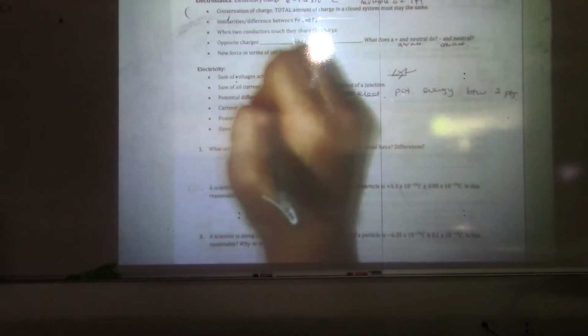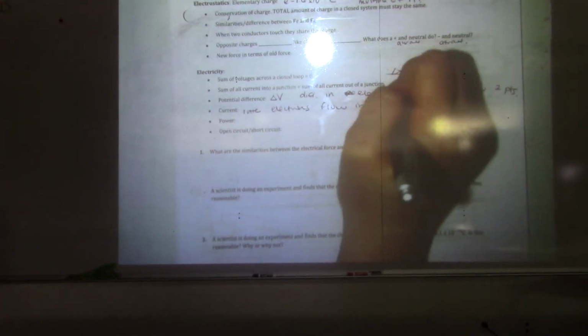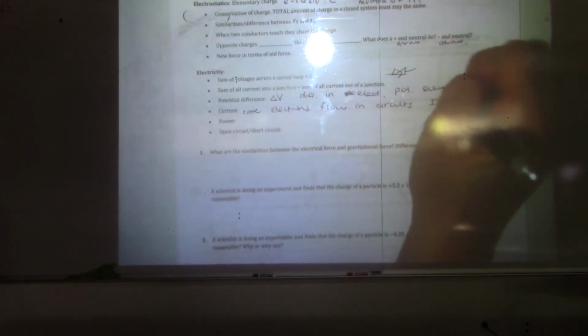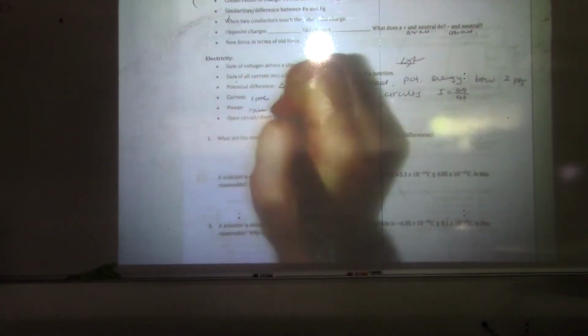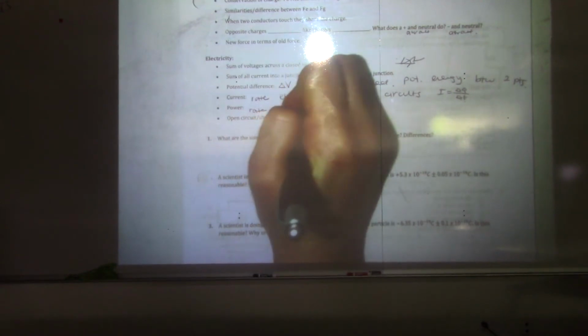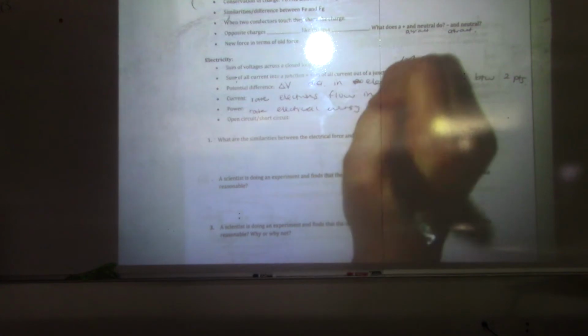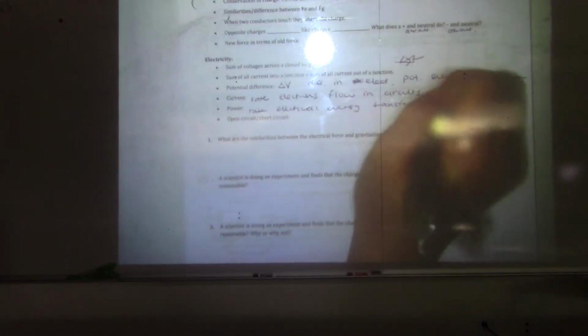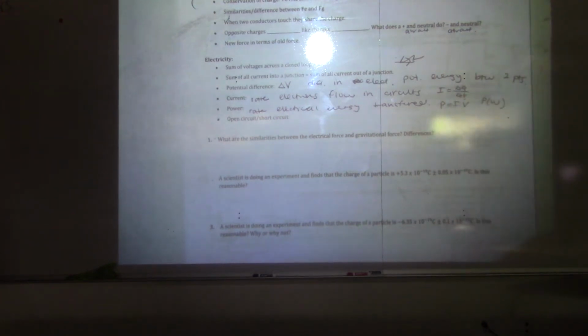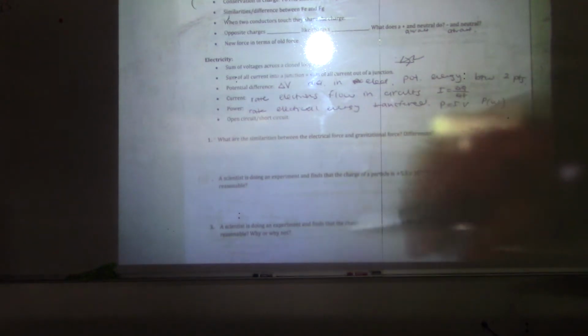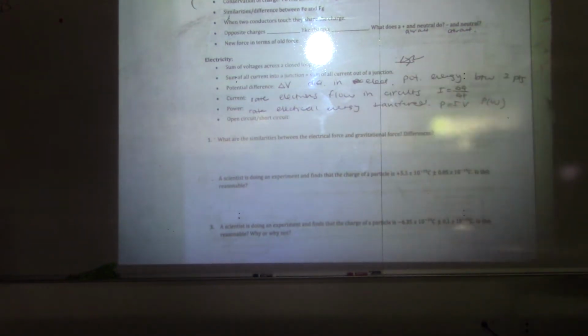Current is the rate that electrons flow in a circuit. So by definition it's delta Q over delta T. So it's how much charge per second. Well, it's actually the electrons that are flowing, so it's the rate that charge is moving in a circuit. Power is the rate that electrical energy is transferred. So the definition is P equals IV. P is measured in watts, but the meaning is how much electrical energy it's using per second.